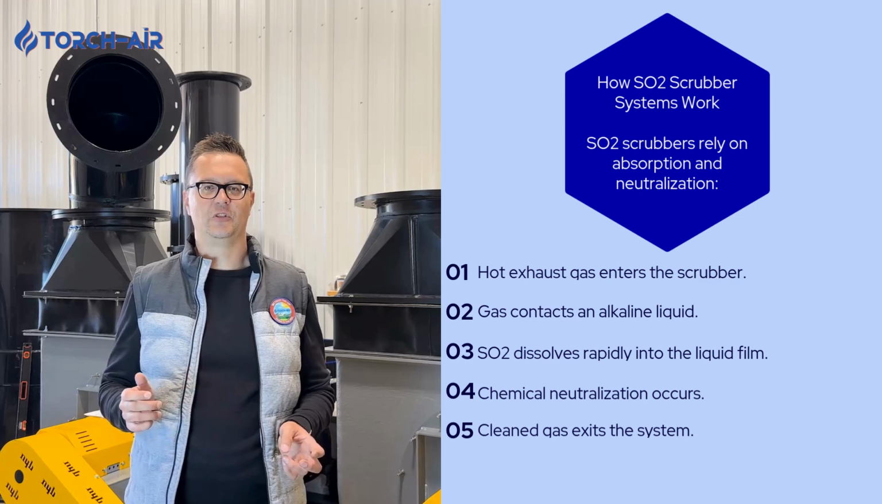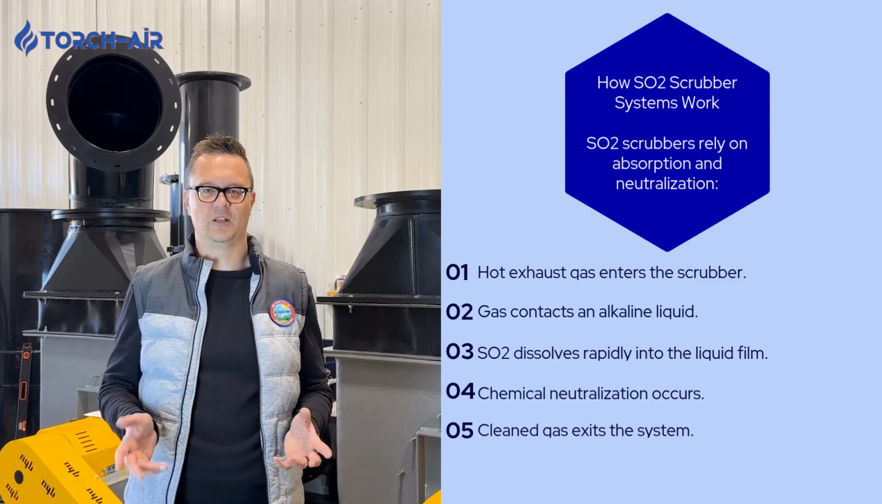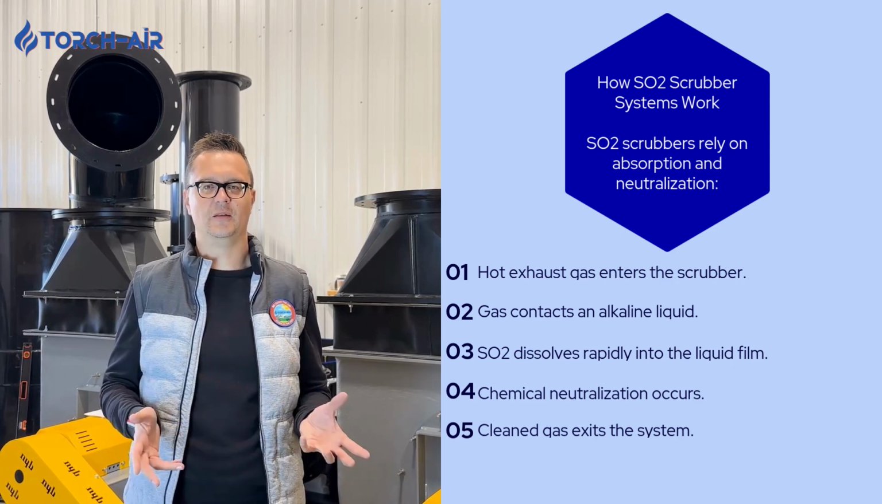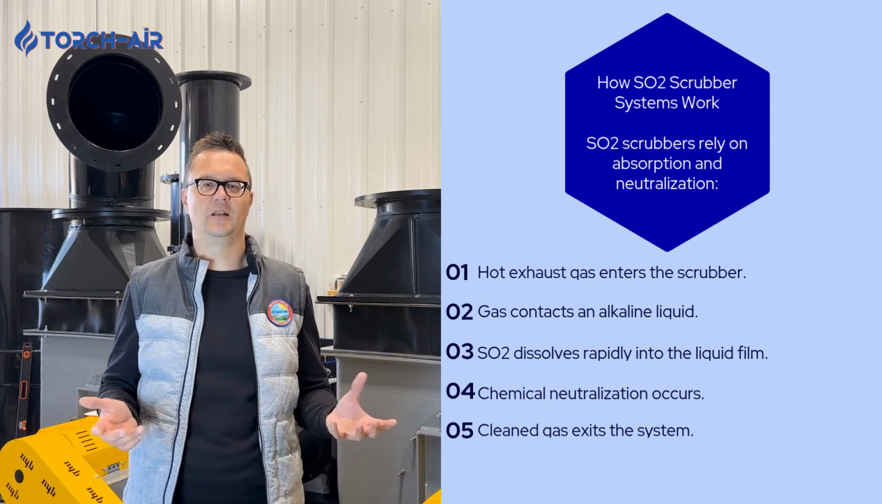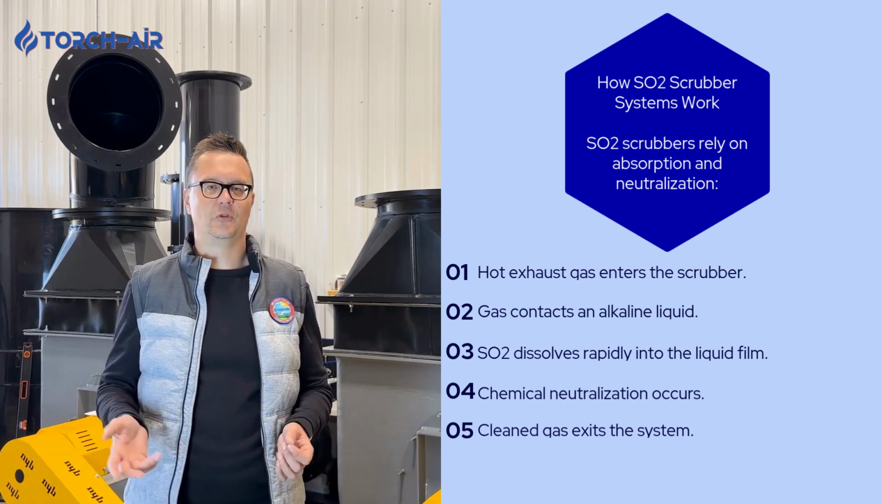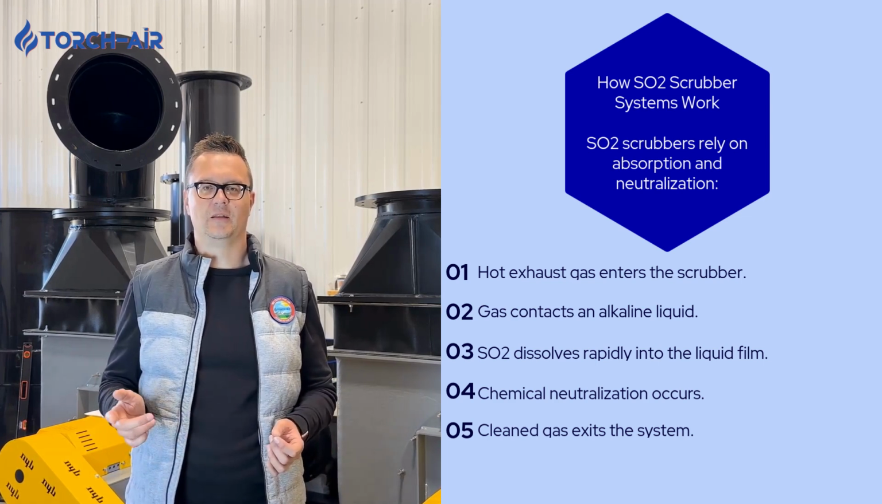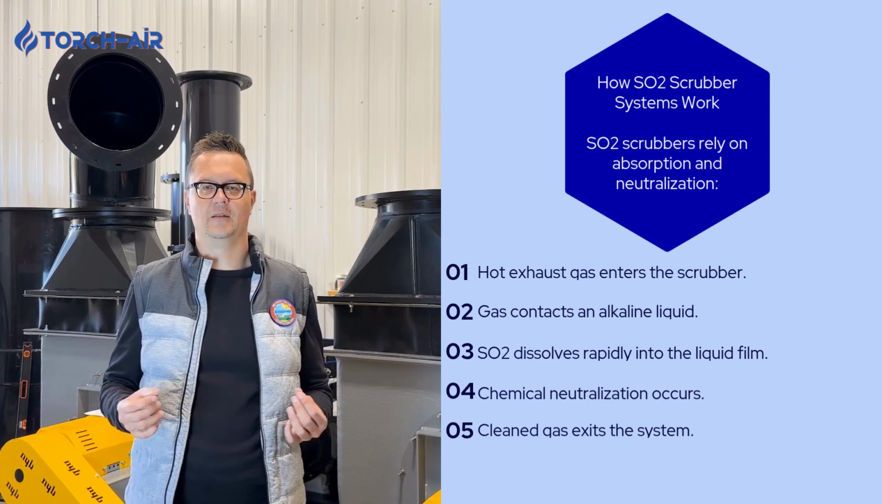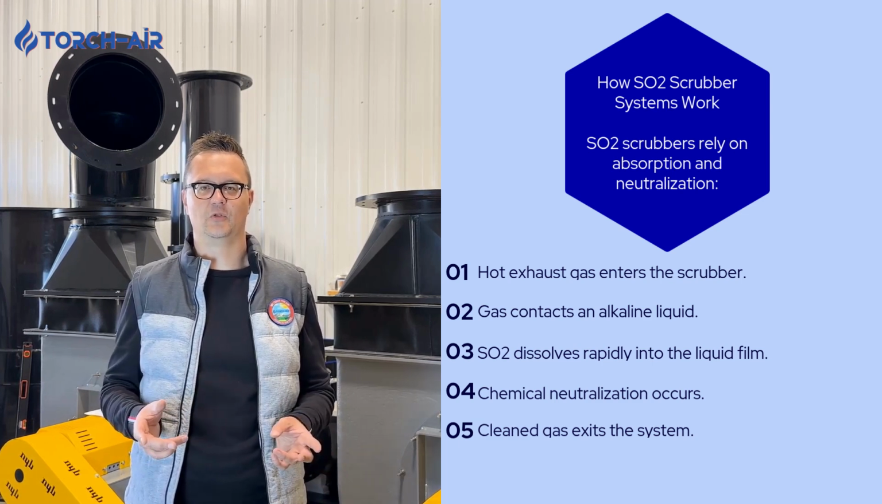How SO2 scrubber systems work. SO2 scrubbers rely on absorption and neutralization. First, hot exhaust gas enters the scrubber. Second, gas contacts an alkaline liquid. Third, SO2 dissolves rapidly into the liquid film. Fourth, chemical neutralization occurs. Fifth, clean gas exits the system. The chemistry is fast. The challenge is handling volume and corrosion.